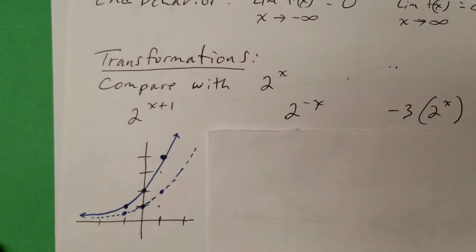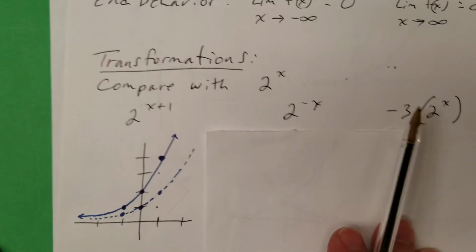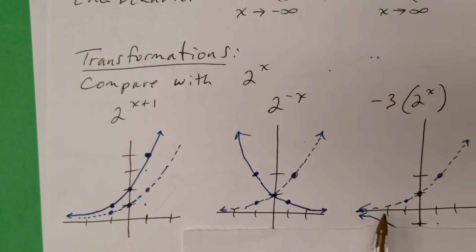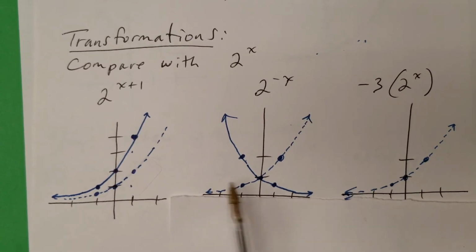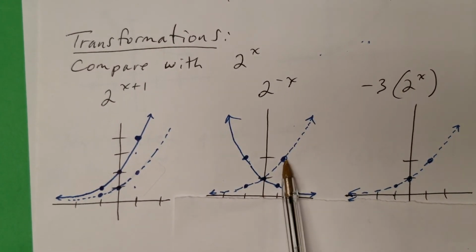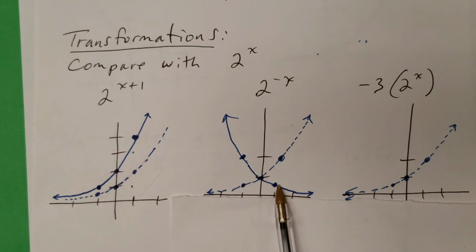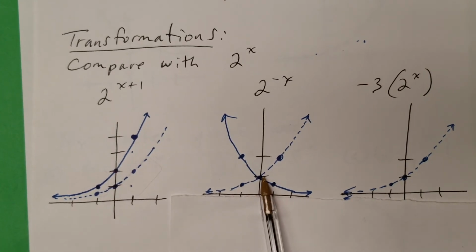Okay, what about 2 to the negative x? We've seen this, right? It's going to flip over. So here is 2 to the x. Negative x, just mirror image. This is on the right, so it goes to the left. This is on the right, so it goes to the left. This is on the line, so it stays on the line for both of them.